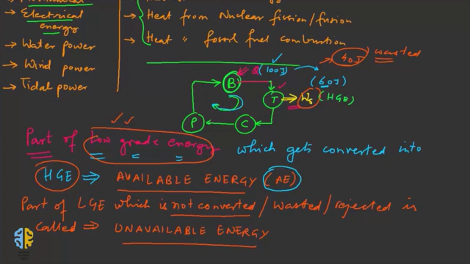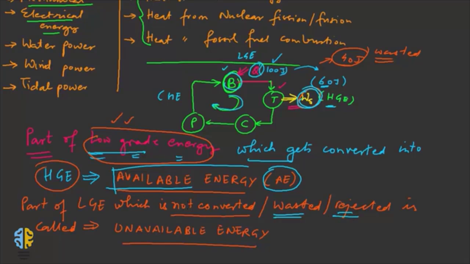Okay, then if you want to understand the concept of available and unavailable energy, you can take the case of a cyclic heat engine, a cyclic power plant. In this we say that most of the high grade energy sources are obtained from sources which are low grade, for example fuels. The heat being provided to this boiler to create steam is the low grade energy, and what you get from the turbine, that is the shaft work, is a high grade energy. So the part of LGE which is converted into HGE is called available energy, and the part of LGE which is wasted or rejected or not converted is called unavailable energy.